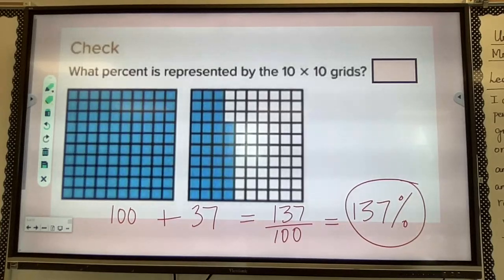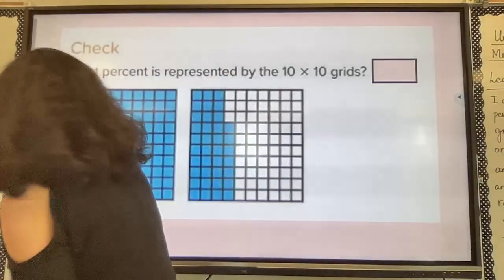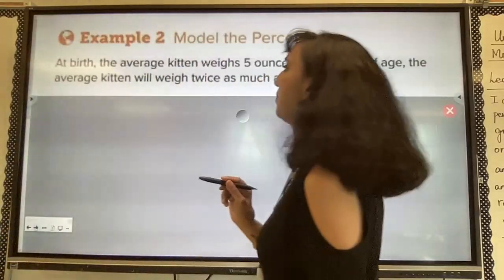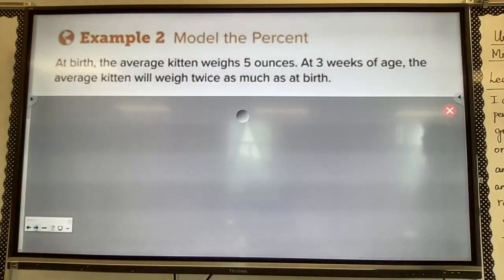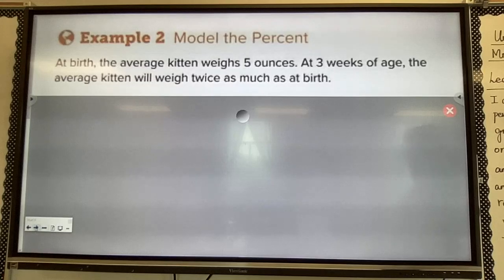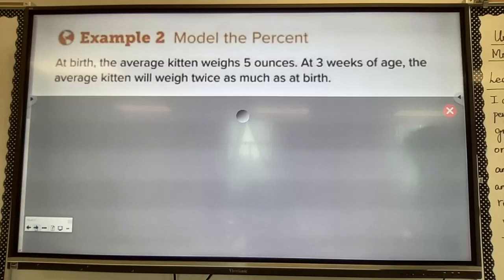All right, so let's do a problem where it's asking me this. At birth, the average kitten weighs 5 ounces. At 3 weeks of age, the average kitten will weigh twice as much as at birth. Okay, so let's look at this.